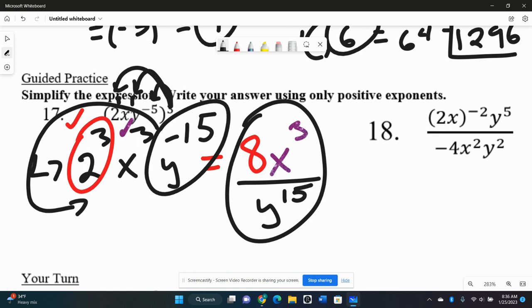So on your homework, when I give you some exponents that are positive and some that are negative, you only flip the negative ones, not the positive ones.